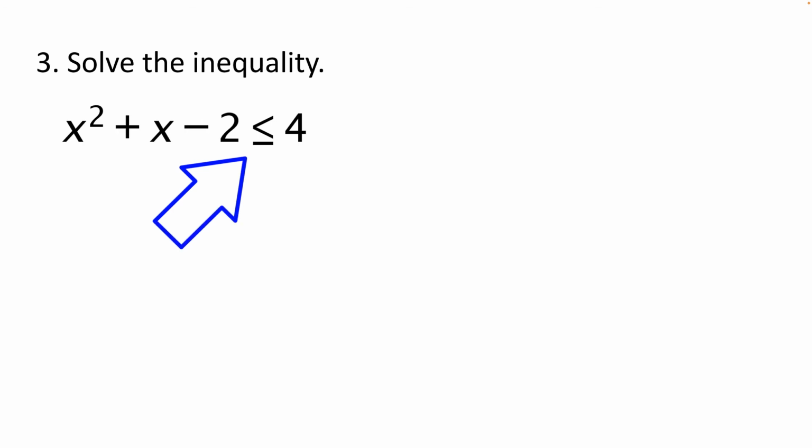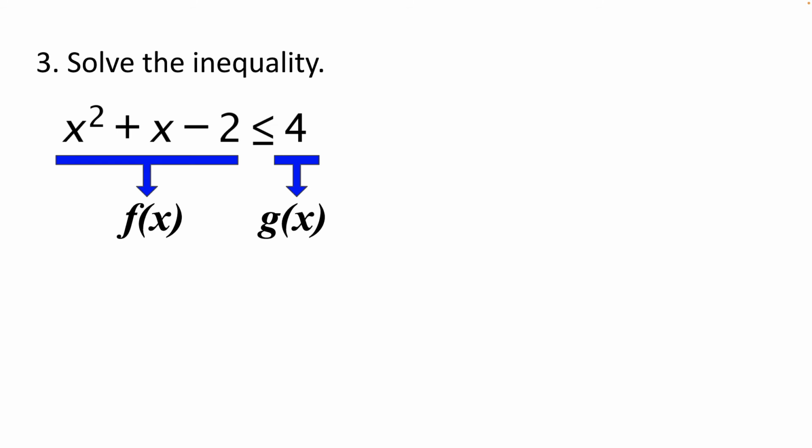So for this third example, let's solve the inequality x squared plus x minus 2 is less than or equal to 4. Once again, we'll let f of x and g of x represent the left and right hand side of this inequality respectively. Can you guess at the area of the parabola we'll be looking at here? Let's go back to Desmos and find the solution to this inequality.